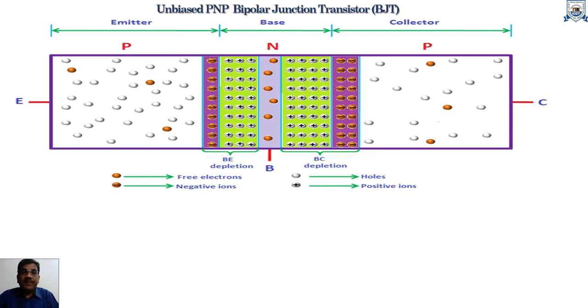For the PNP transistor, it is also seen that the penetration of the depletion layer towards the emitter side is less and the penetration of the depletion layer towards the base side is more. From the figure, it is also clear that the penetration of the depletion layer towards the collector side is less and towards the base side is more. This happens due to the different doping concentrations of the different regions.